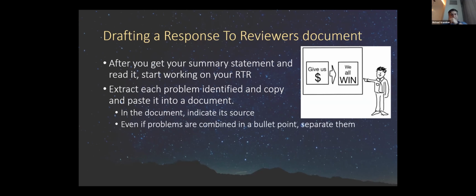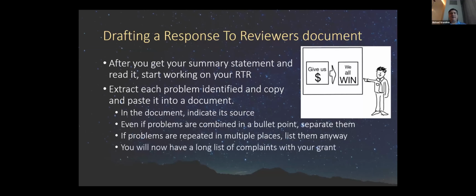So again, even if problems are combined in bullet points, separate them. And if problems are repeated in multiple places, list them repeated anyway, because they might have said it slightly differently in different places, and that might give you some more insights into what they actually want you to do and what the actual problem is. So eventually you're going to condense them, but for now, if it was in the summary and the reviewer put it in their paragraph and they put it as a significance issue and listed all those times separately, put it in exactly how they wrote it.